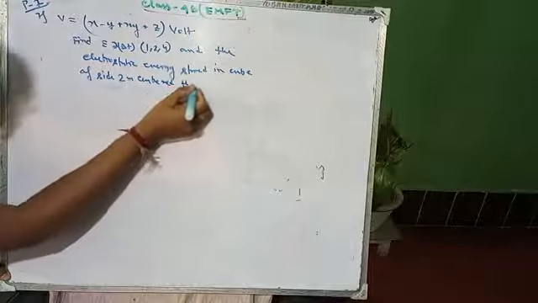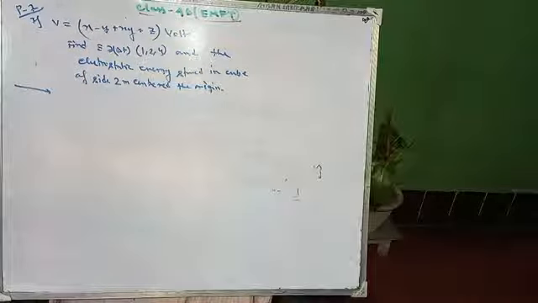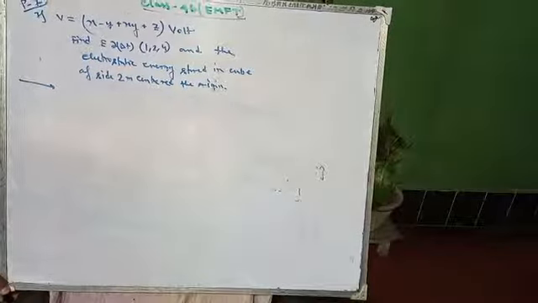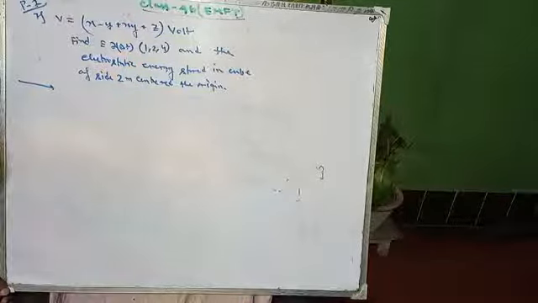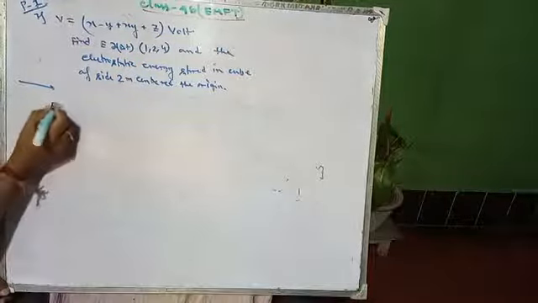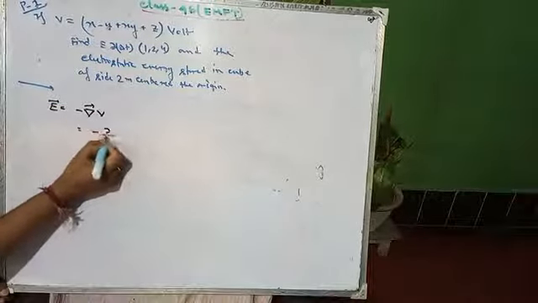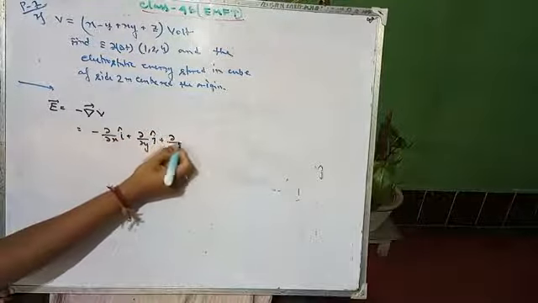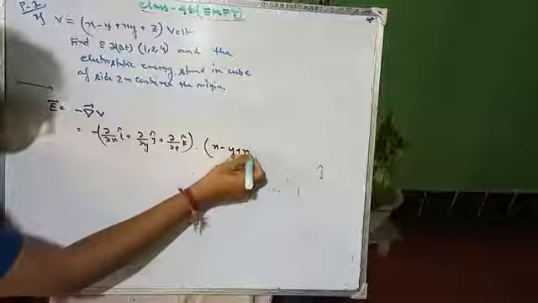Centered the origin. That means you have been given V equal to some scalar value and you have to find the intensity. So what will be your answer? E equals minus grad of V, that means minus del x i cap plus del y j cap plus del z k cap, over V equals x minus y plus xy plus z.